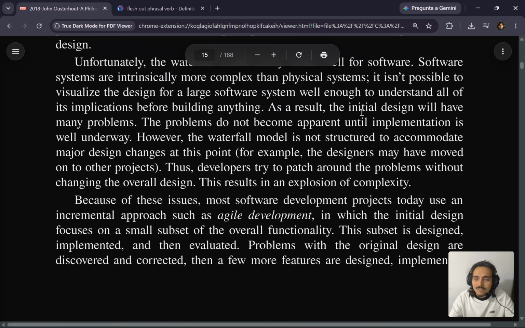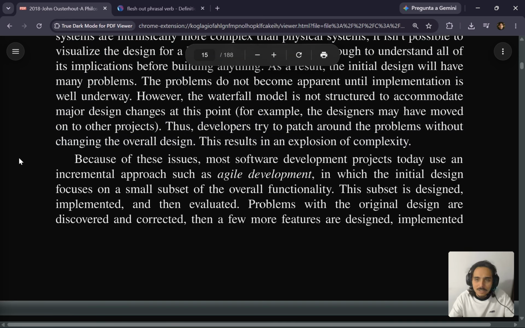As a result, the initial design will have many problems. The problems do not become apparent until implementation is well underway. And in the waterfall approach, at that moment it's too late to change the design. However, the waterfall model is not structured to accommodate major design changes at this point. Thus, developers try to patch around the problems without changing the overall design. This results in an explosion of complexity. I've heard this as the famous, or infamous, technical debt. So technical debt increases complexity, I guess.